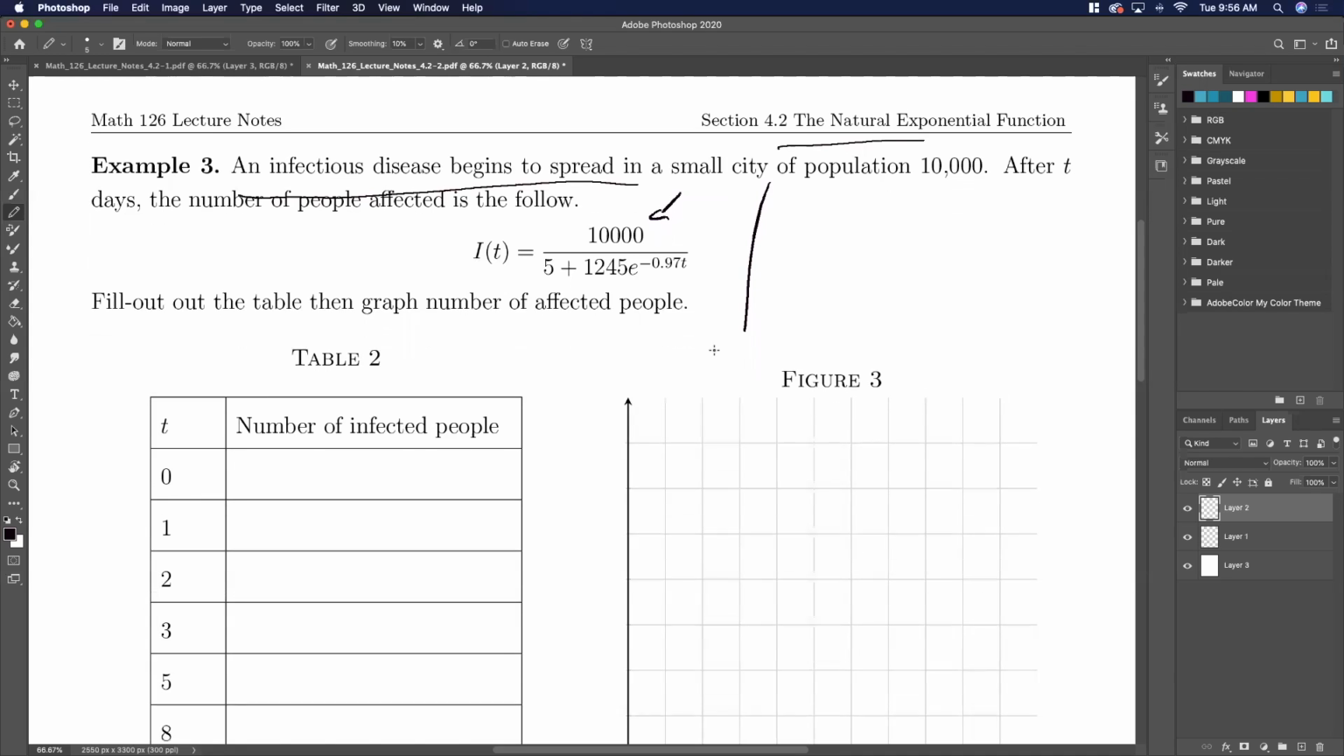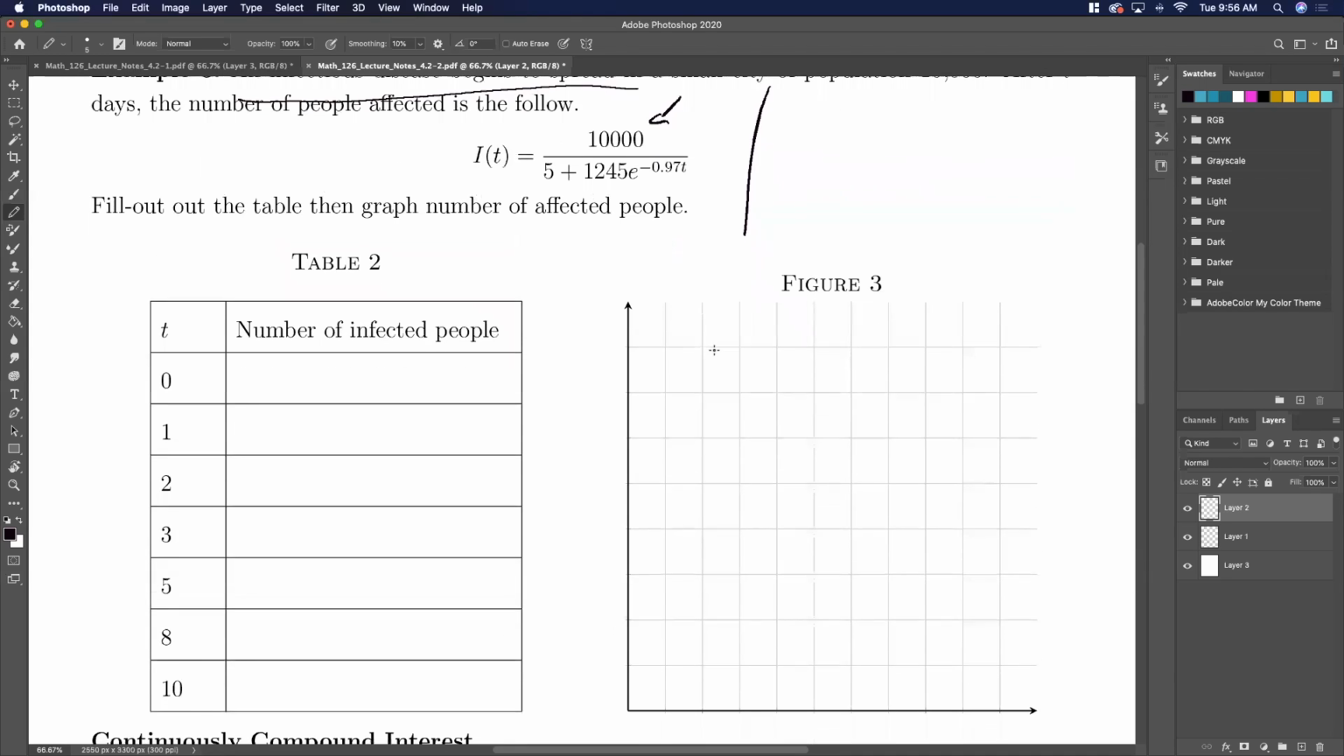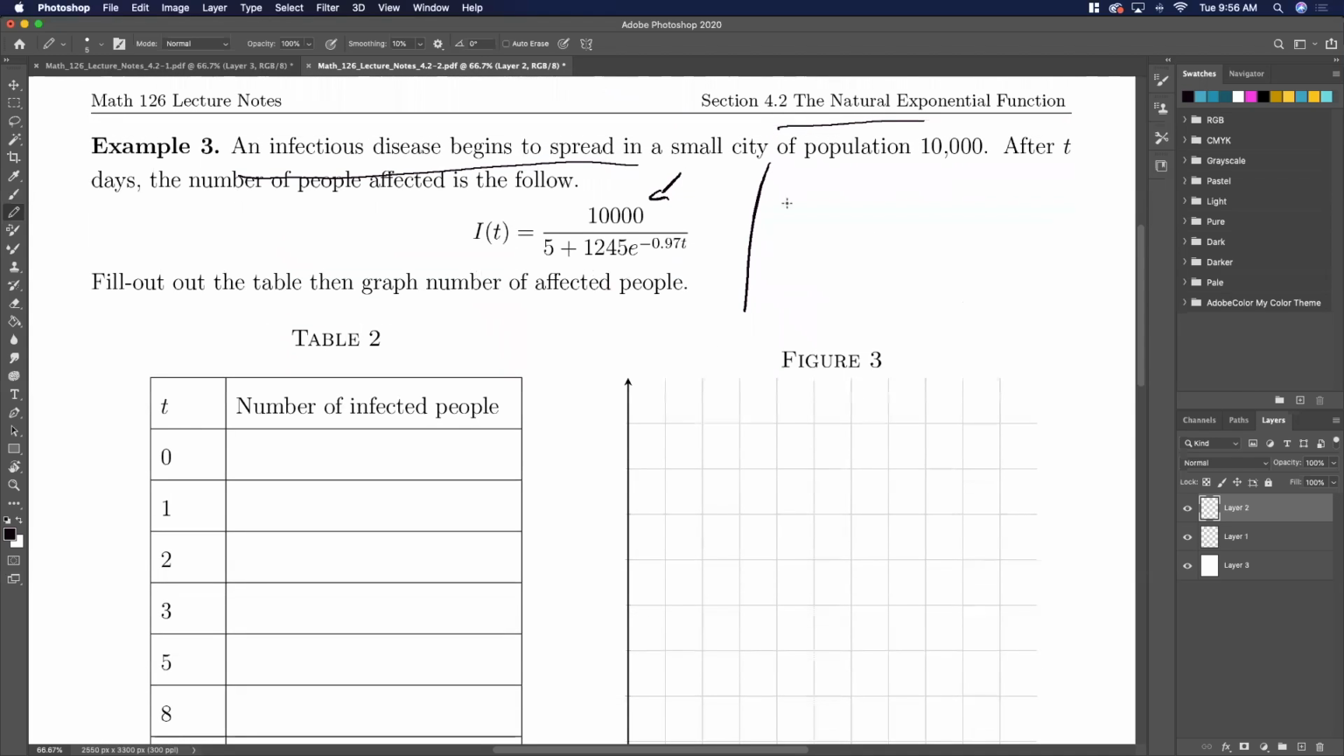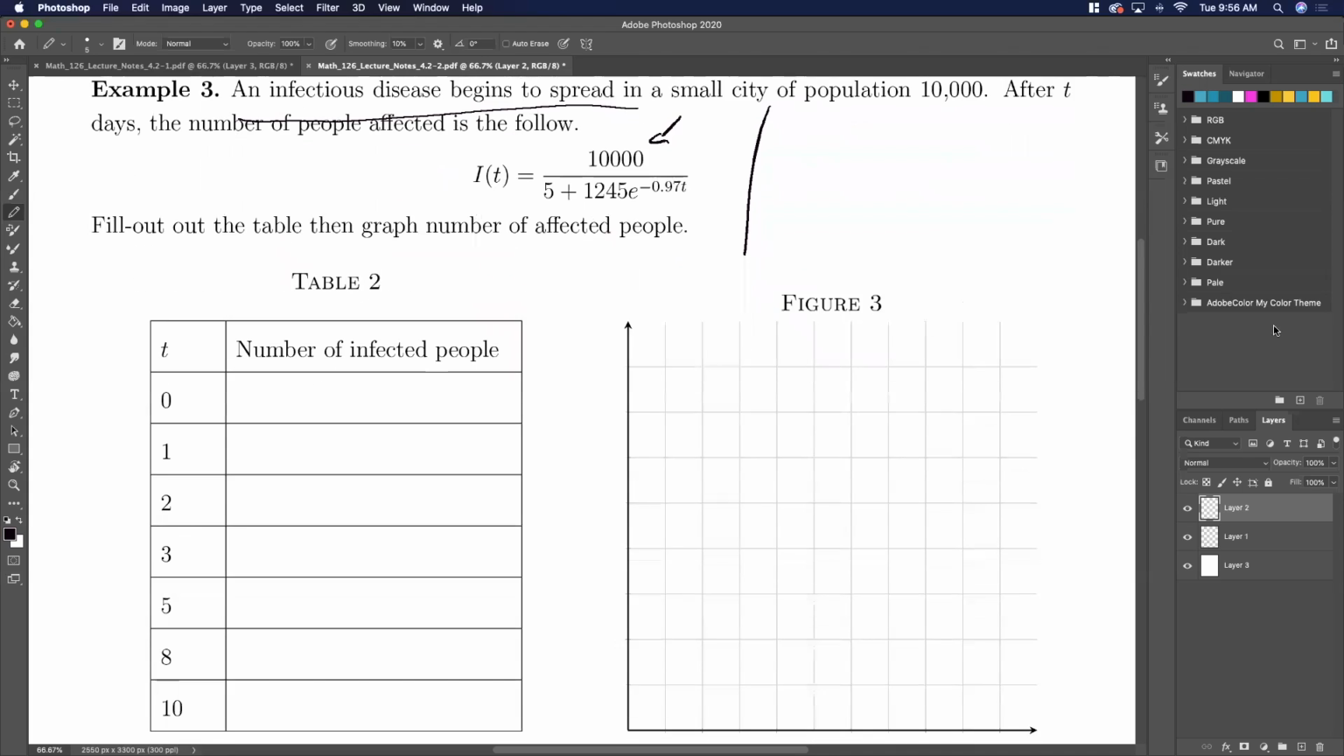So let's look at how infectious disease works. After t days, how many people are infected? So we're going to start with an x amount of people that are infected. I think most people can relate to this nowadays.